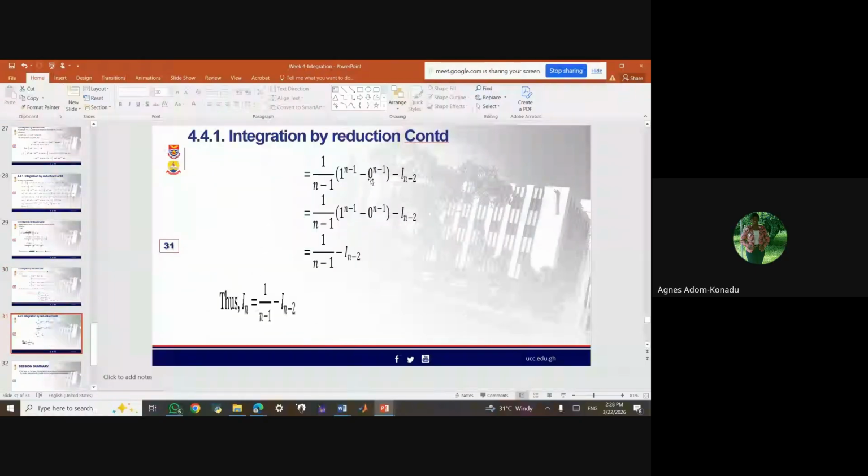So I'm going to get this. The final answer will be 1 over n minus 1, with 1 to the power n minus 1, and then 0 minus that. So this is my final answer: 1 over n minus 1 minus I subscript n minus 2.